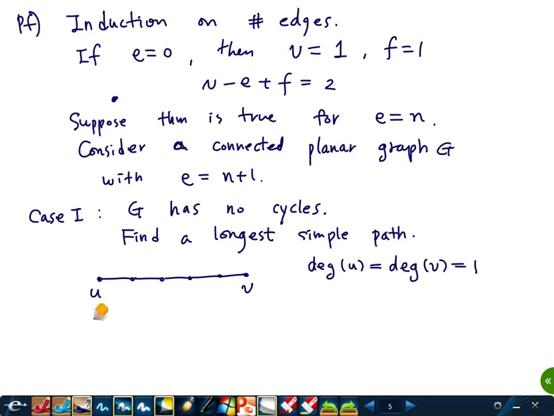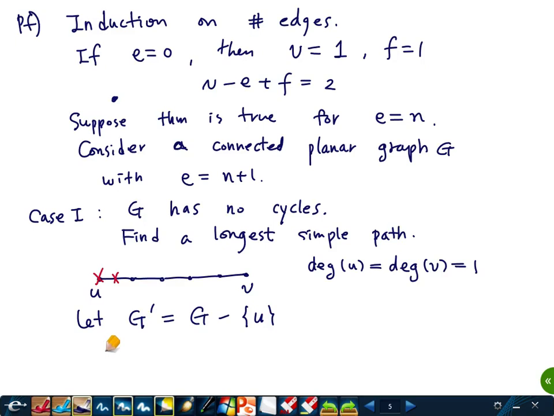Let's say G prime is the graph G minus u. G minus u means you just delete the vertex u and the edge connected to u. So we delete this vertex and this edge. We delete one edge and one vertex, right? Because the degree of u equals 1. Is that right?